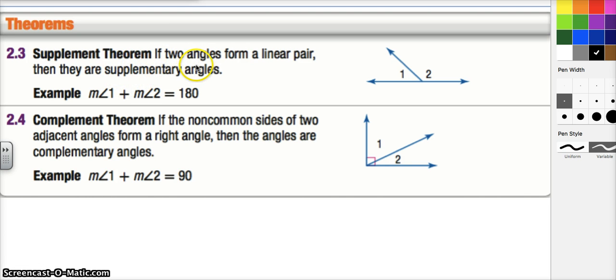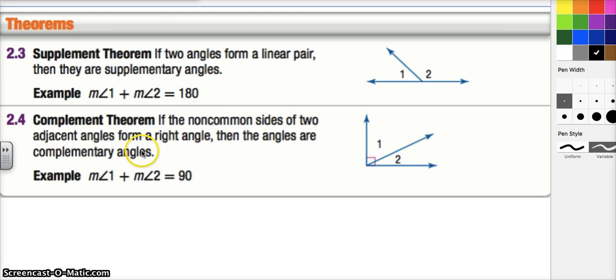If two angles form a linear pair, and remember, forming a linear pair means two angles come together to give me a straight line, then they are supplementary angles. Seems kind of obvious, right? But we can prove this. We can prove that if you've got two angles that are a linear pair, when they come together, they're going to be supplementary. And remember, supplementary means two angles that add up to 180.